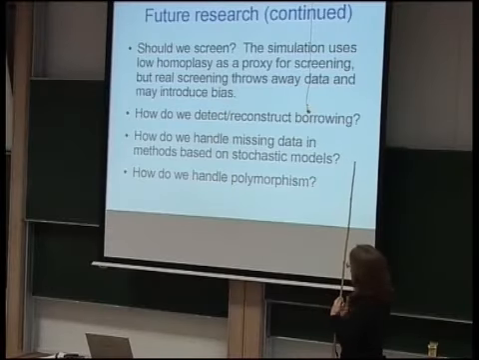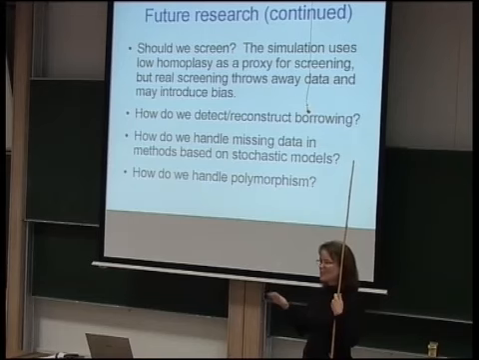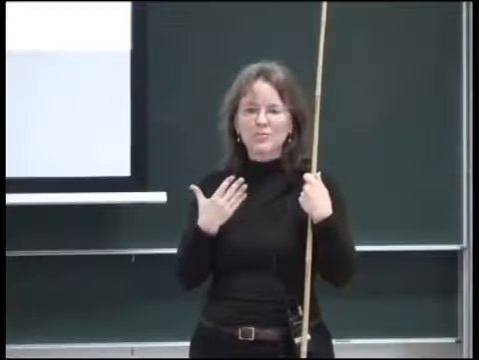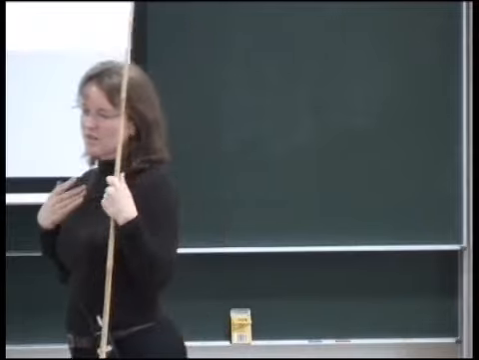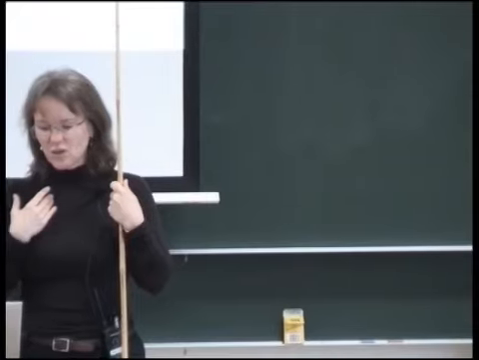How do we handle missing data? That happens a lot in linguistic data. There are a lot of situations where you don't have the words for some meaning in some anciently attested language. You just don't. So what do you do with all that missing data? How do you model it so that it properly reflects the stochastic process? And how do we handle polymorphism? Because polymorphism happens a lot, and we really don't know how to correctly model it.